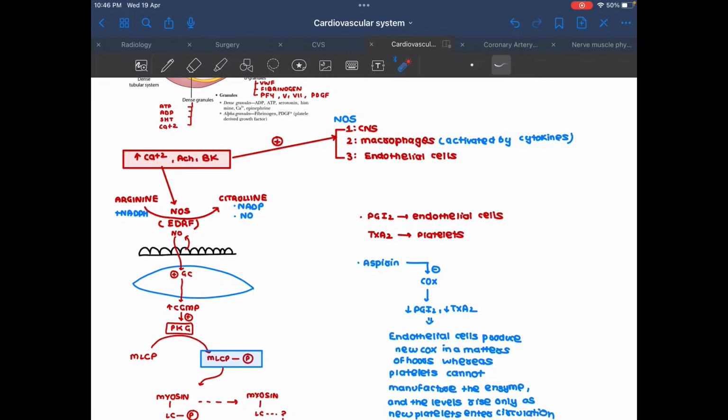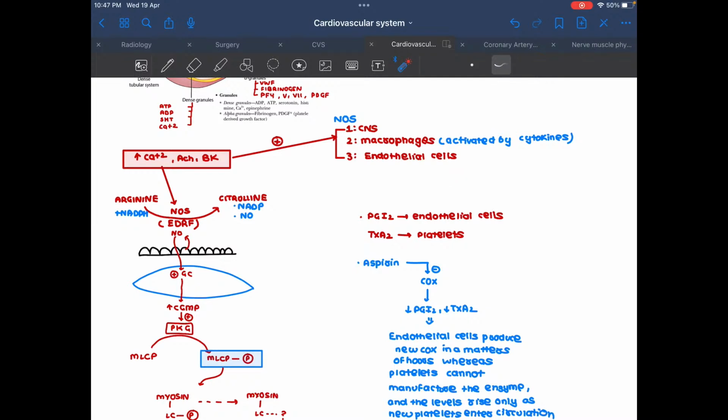One is present in our CNS, the second is present in macrophages, which is activated by cytokines that will generate your nitric oxide species, oxygen radicals, and that's going to facilitate your killing of microbes. The third one, which is going to be most important, is the eNOS present in endothelial cells, that is known as endothelial nitric oxide synthase.